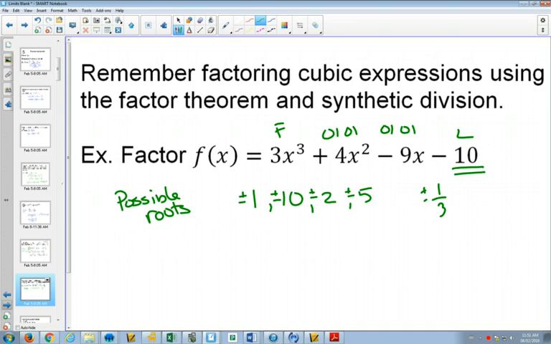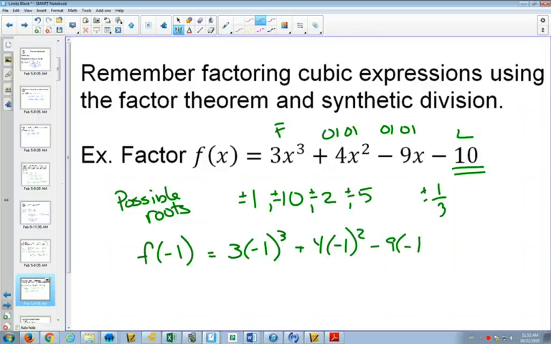If they don't work, we'll try 2 and negative 2. Which one should we try? We should try negative 1. So if we plug in negative 1 for all the x's, we'd have 3 times negative 1 cubed plus 4 times negative 1 squared minus 9 times negative 1 minus 10. And this will be negative 3 plus 4 plus 9 minus 10.